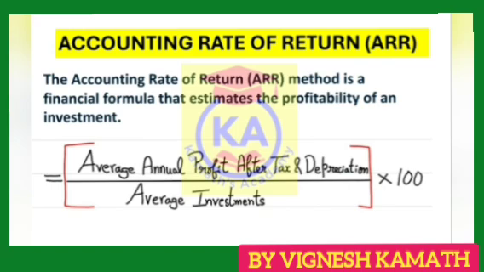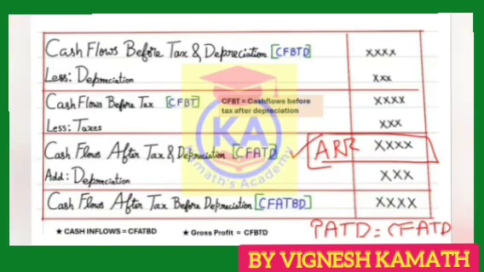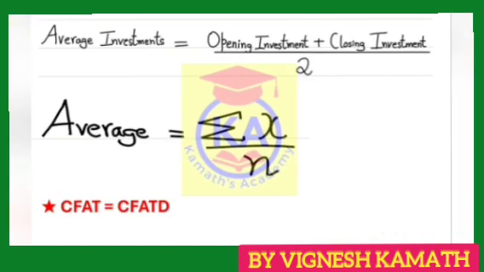Now there's an important thing to say in the denominator part, average investments. For that also we have an easy formula. Average investments is equal to opening investments plus closing investments divided by 2. While solving the problem you will come to know what is opening investments and what is closing investments. So we have to take the average of both. Average means summation x by n, right? Here summation x means opening investment plus closing investment, divided by 2, right? So that is the denominator part.